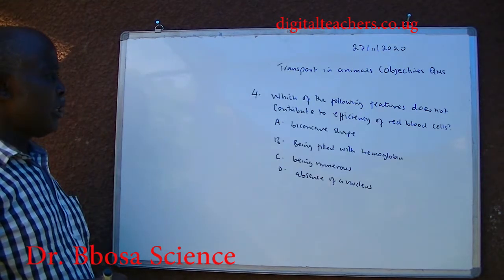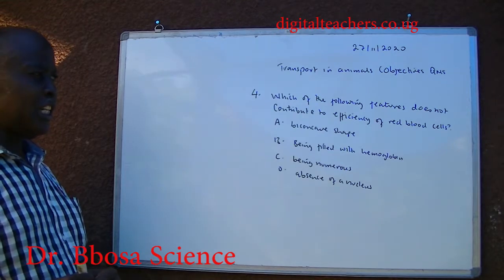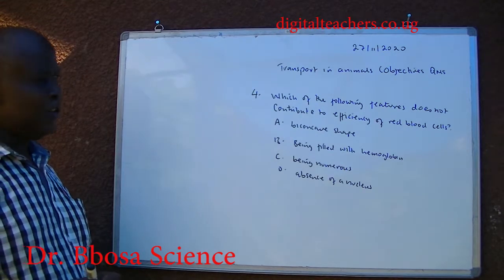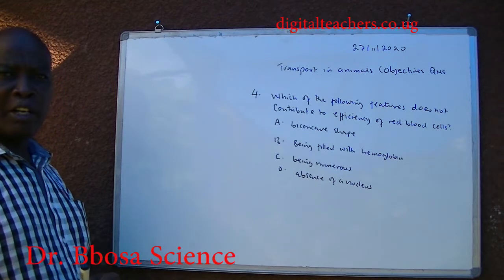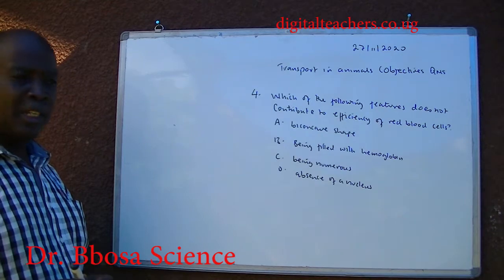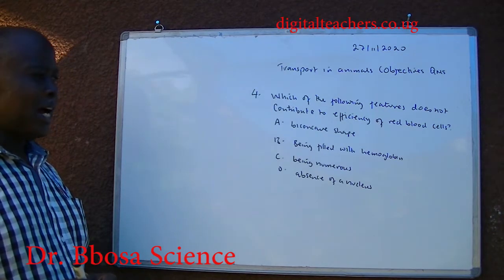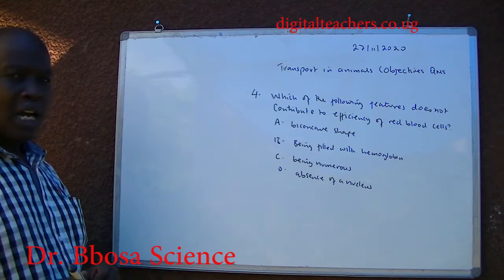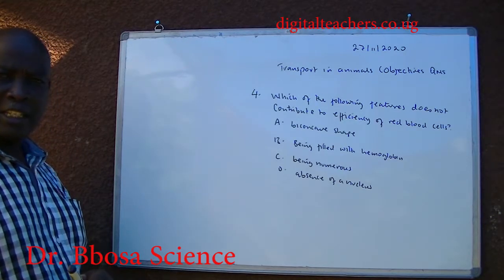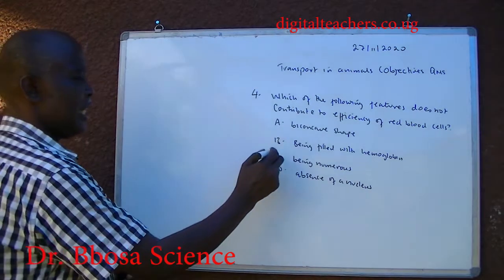Number 4, which of the following features does not contribute to efficiency of red blood cells? A. Biconcave shape. B. Being filled with hemoglobin. C. Being numerous. D. Absence of a nucleus. You can pause and answer. The answer is C.